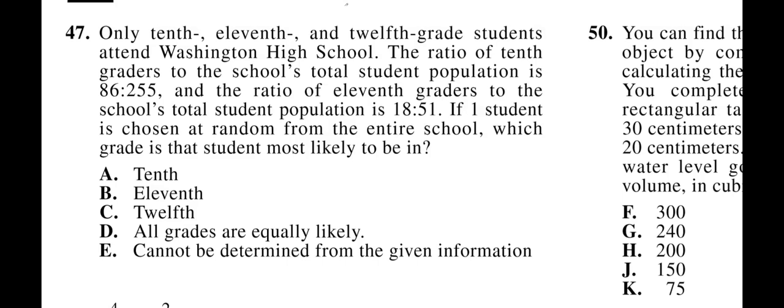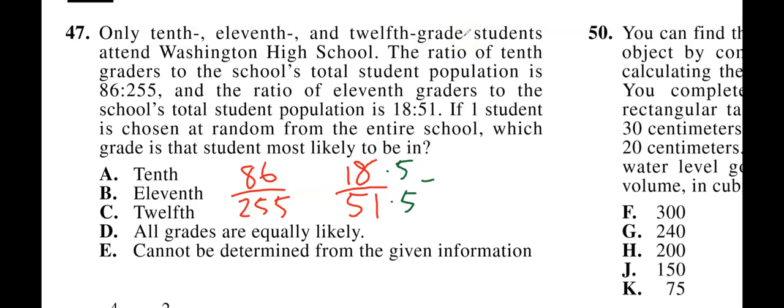You're right. The ratio of the 10th graders to the school's total student population is 86 to 255. The ratio of the 11th graders to the school's total population is 18 out of 51. So we got 86 out of 255 and 18 out of 51. Does 51 go into 255? How many times? How about 5 times? Yeah. So that would be 90 out of 255.